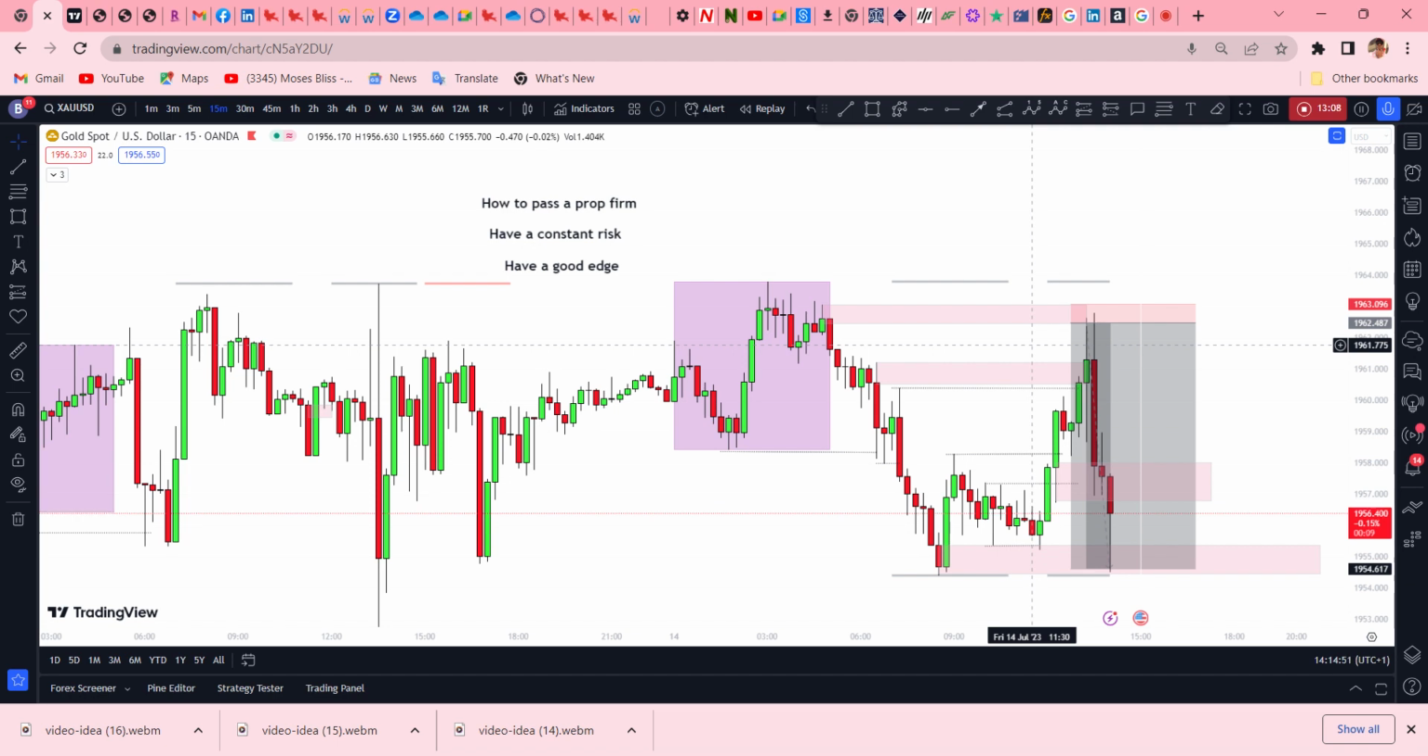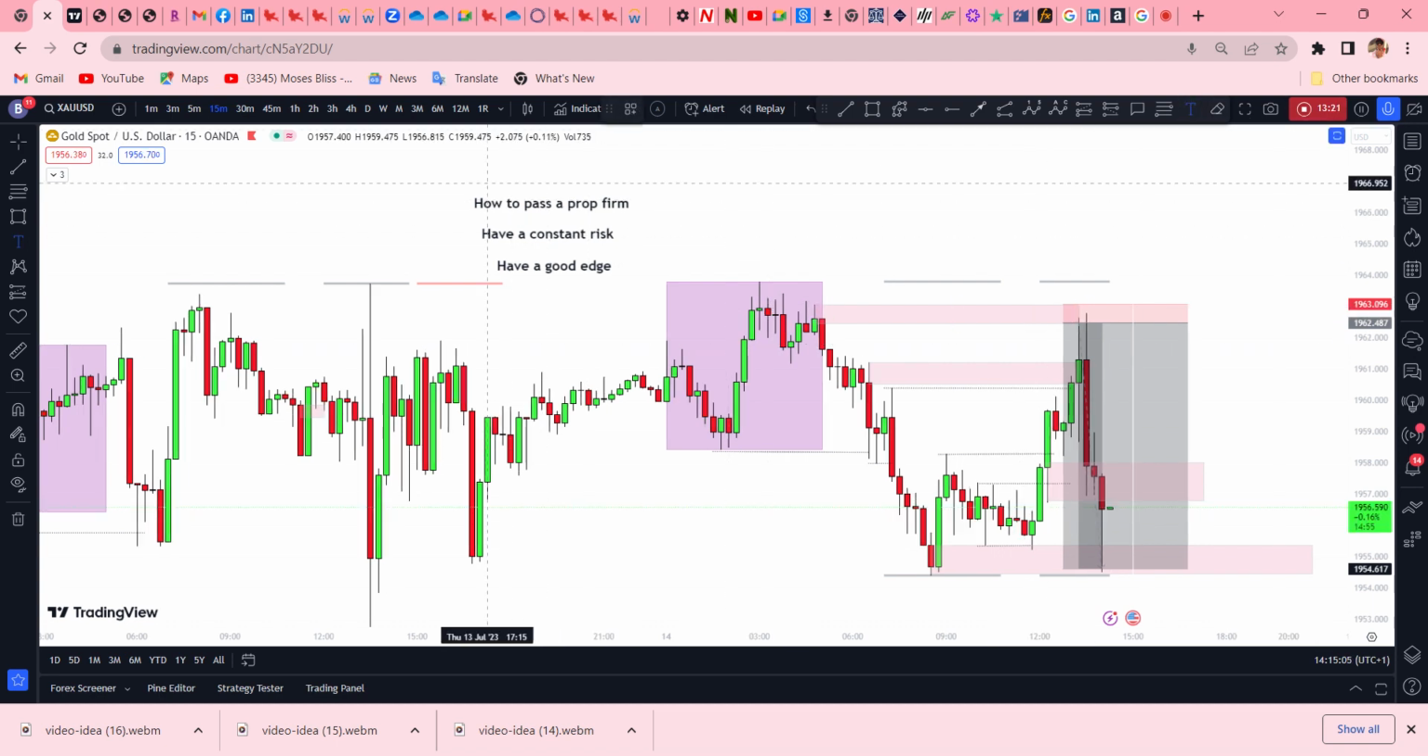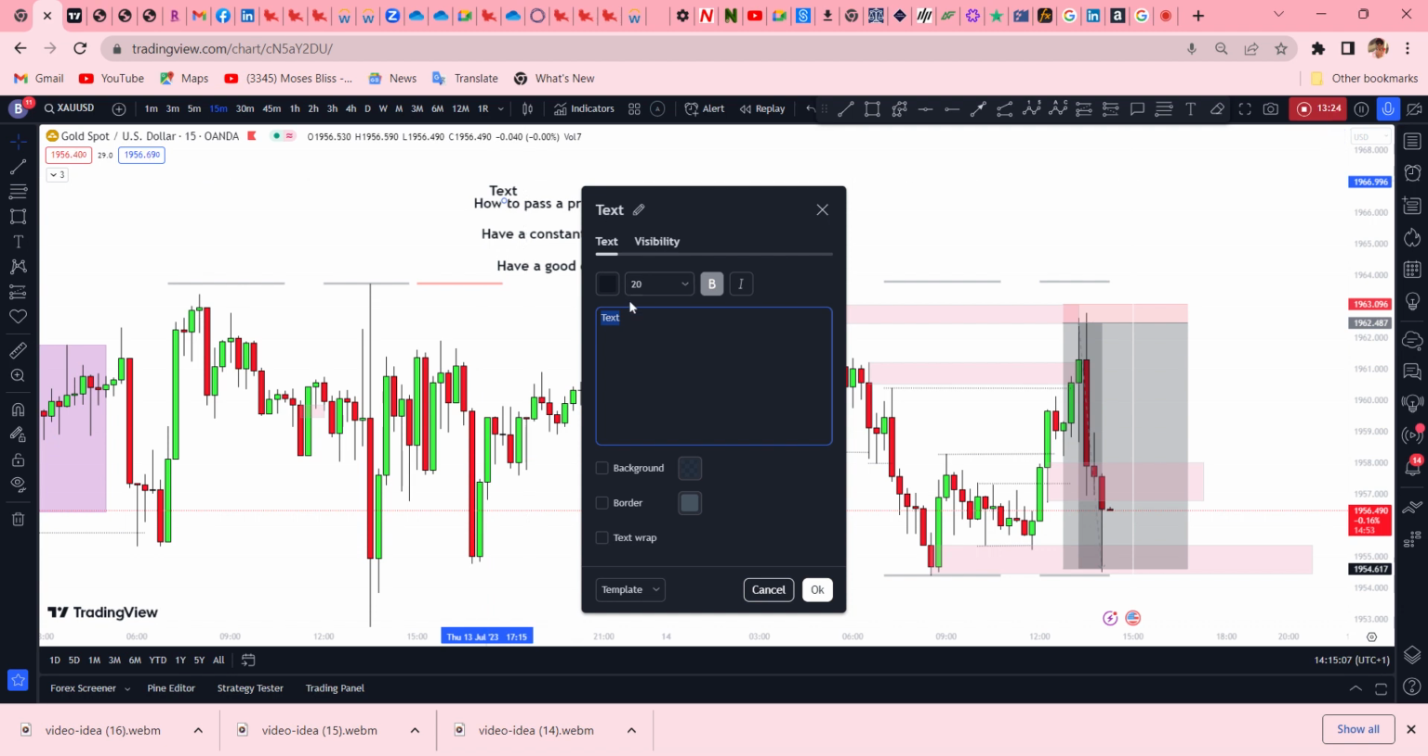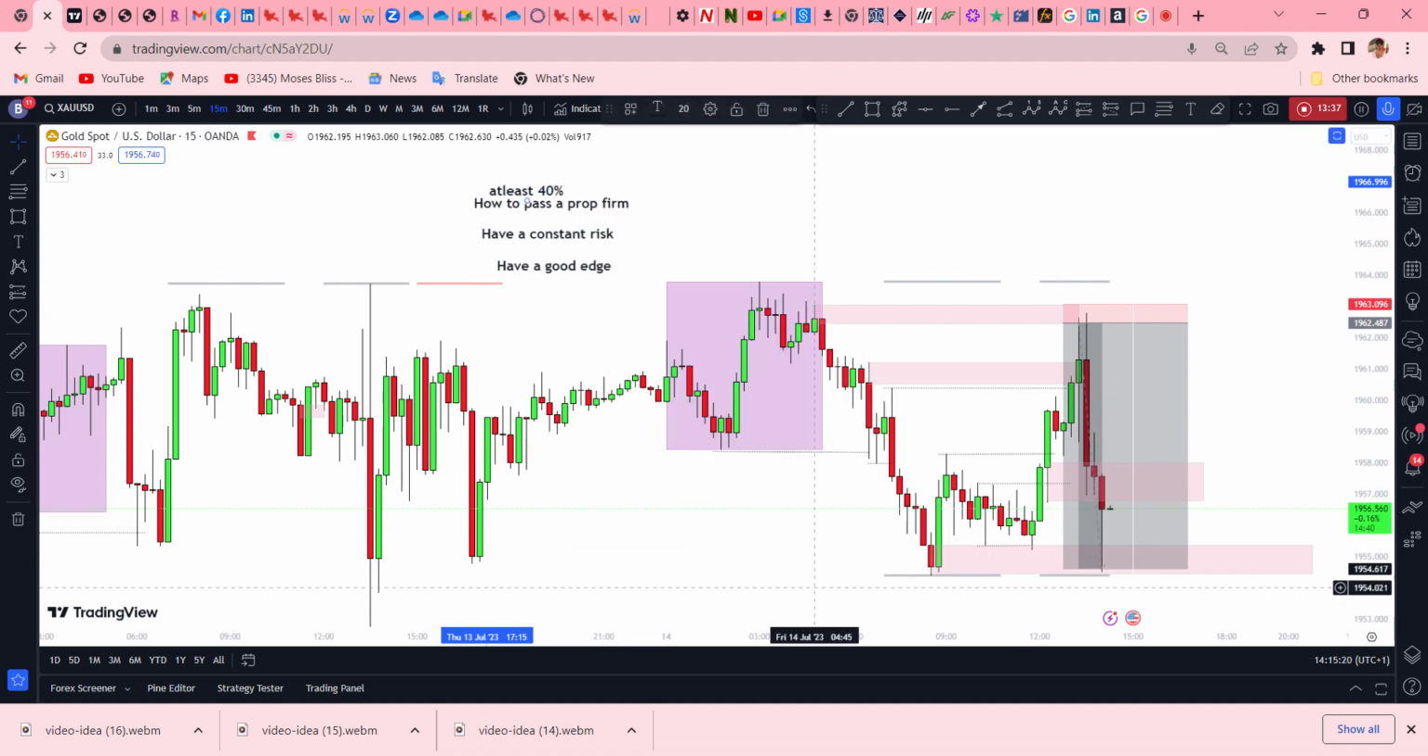So just risk 1% per trade. You don't have to risk much. 1% per trade. Make sure, like I'm still emphasizing on this very well, make sure you have a good edge. At least 40% is good. Your edge should be at least 40% out of 100 trades for your strategy. And if you have this as a strategy, nothing else, you don't need anything else.